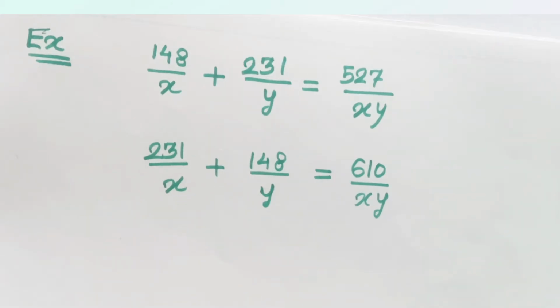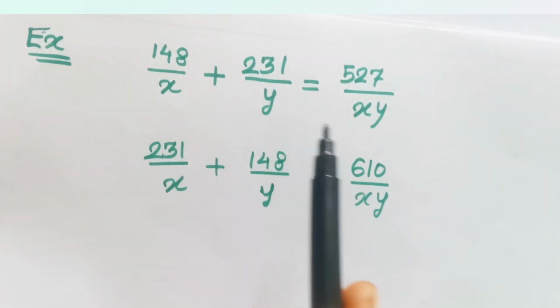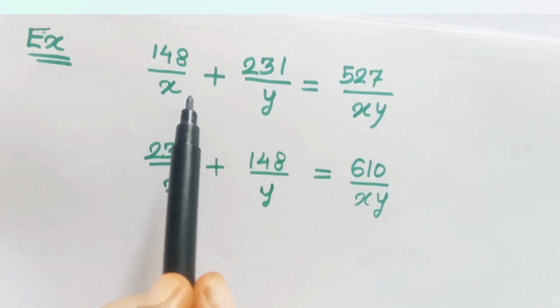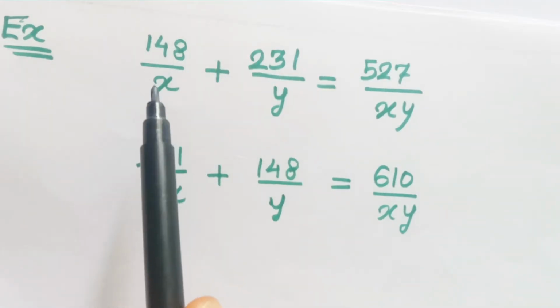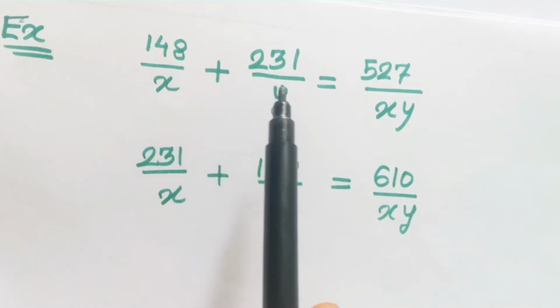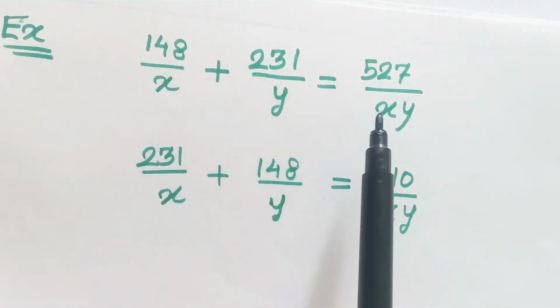Now let's start to solve our question. In this question, the variables x and y are in division form. So our first step, we have to shift these variables into multiplication. And we know that if the variables are in division, then to shift them into multiplication, we have to multiply the equation by that variable.